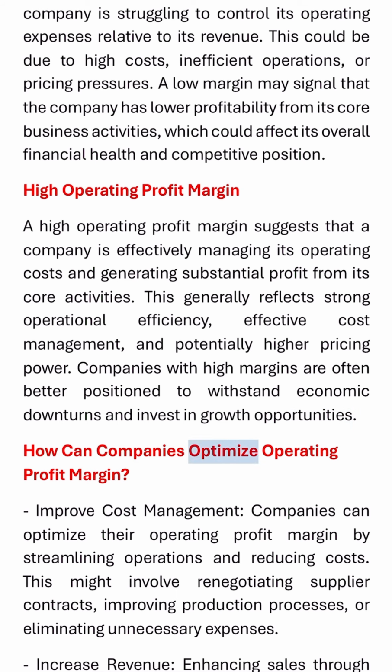How can companies optimize operating profit margin? Improve cost management. Companies can optimize their operating profit margin by streamlining operations and reducing costs. This might involve renegotiating supplier contracts, improving production processes, or eliminating unnecessary expenses.